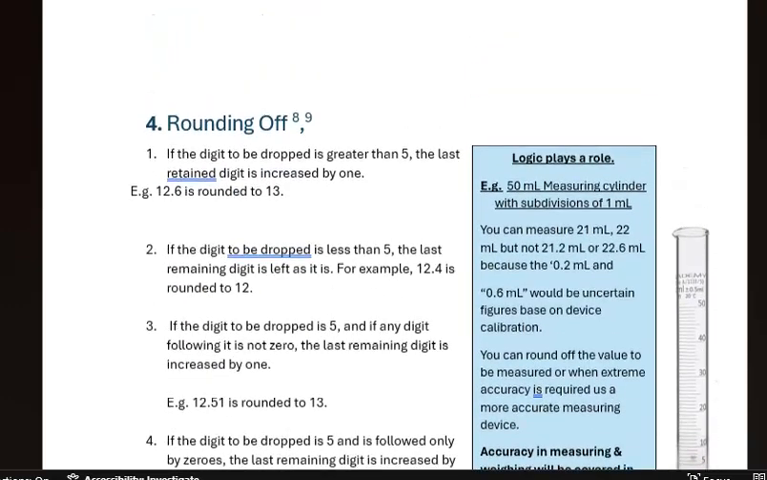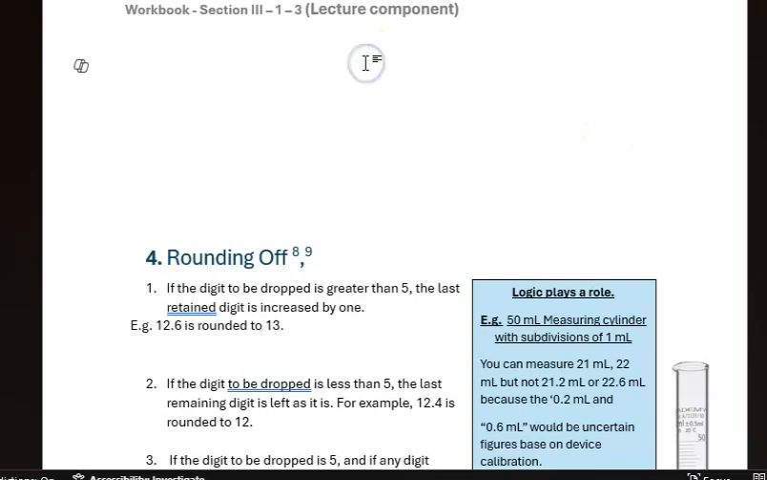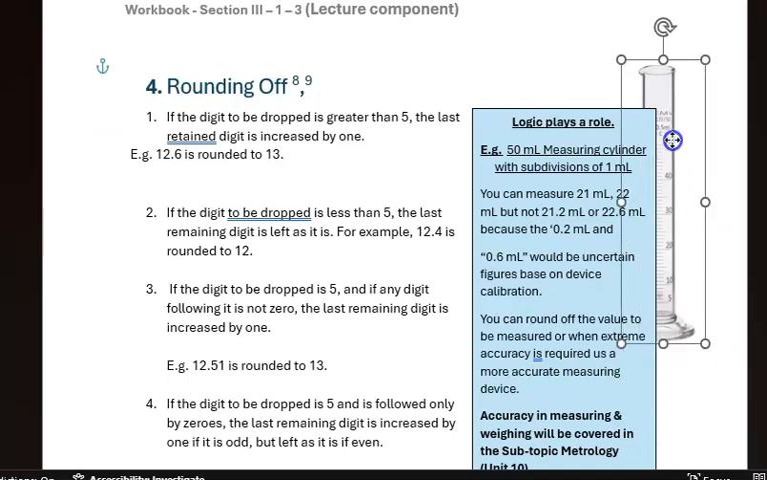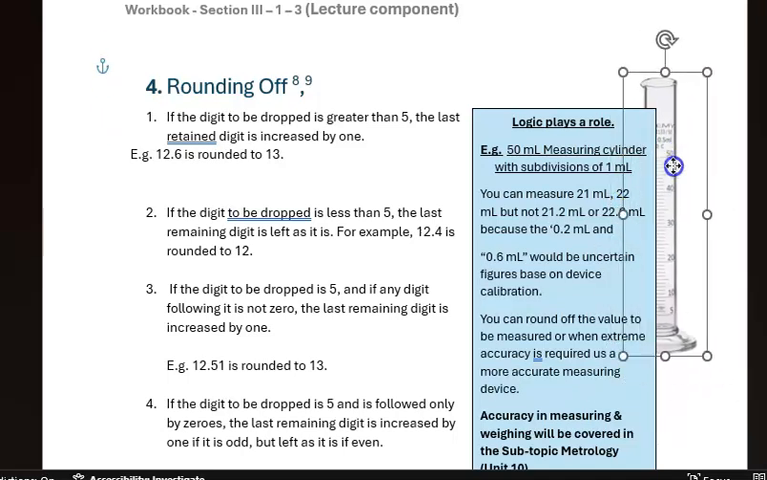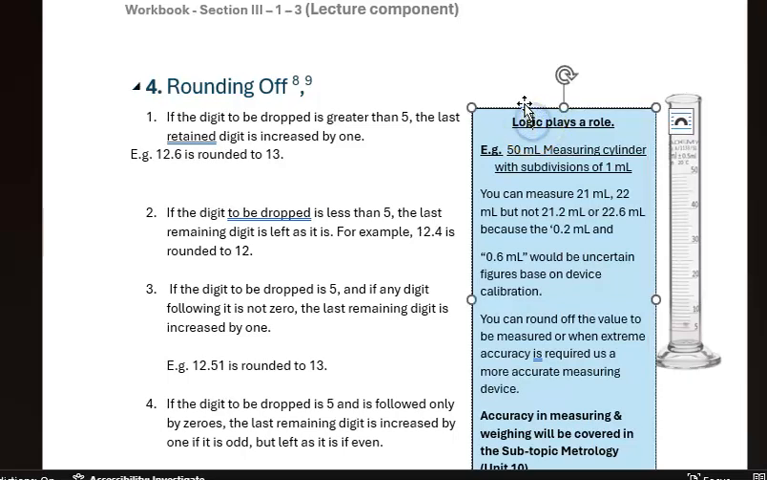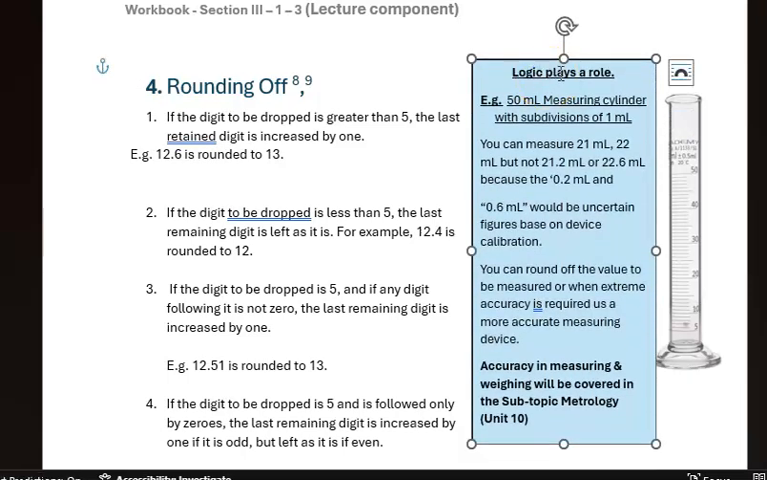Rounding off. Rounding off is essential in PharmCal because of the measuring device that you have. So I have deliberately placed a 50 ml measuring cylinder here, and if you look at the measuring cylinder, the note in the text box says logic plays a role. Let's look: 50 ml measuring cylinder and the subdivisions.